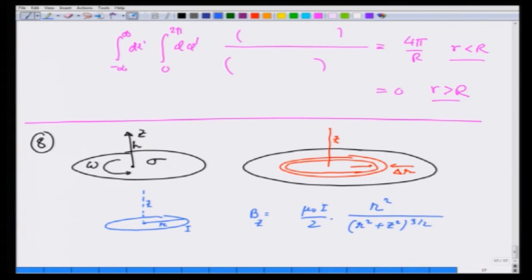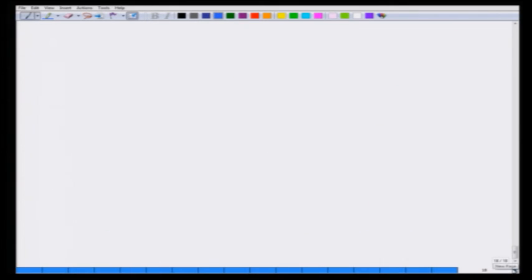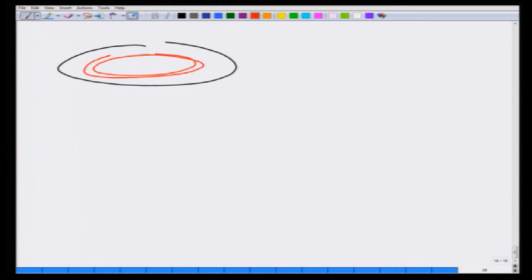In the present case, this I is going to be corresponding to the I due to this ring. So, let us do that now. If I look at this disk, take a ring of thickness delta r, radius r, then the current I is the charge passing per unit time.